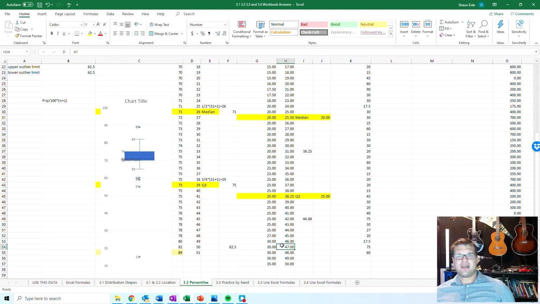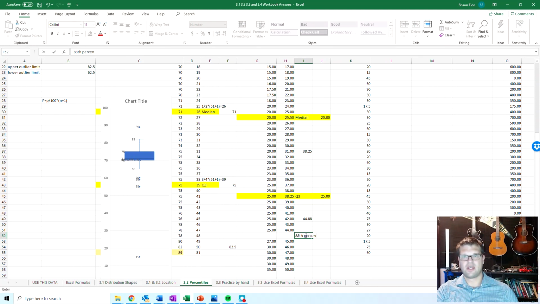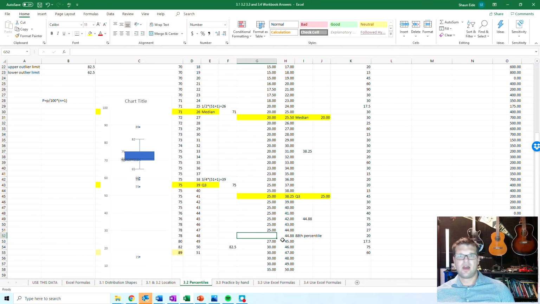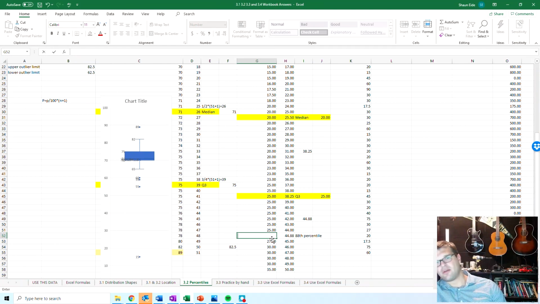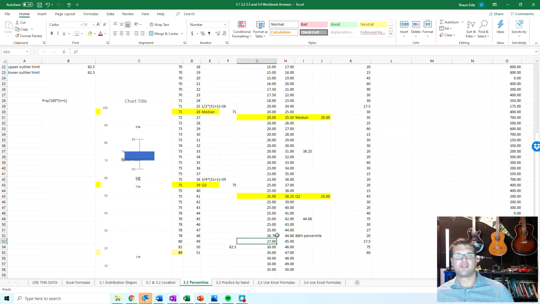So if I want the 88th percentile, this is what we're going to do. I'm going to insert for the 88th percentile, and the position is going to be 44.88. And then I'm going to look at the difference between the two of these, which is going to be 2. And I'm going to do 25 plus 2 multiplied by 0.88, and that gives you 26.76. So 26.76 is the delineating value for the 88th percentile.